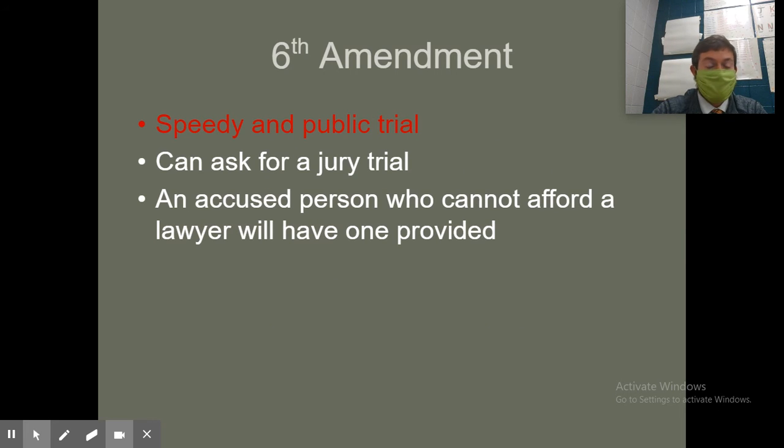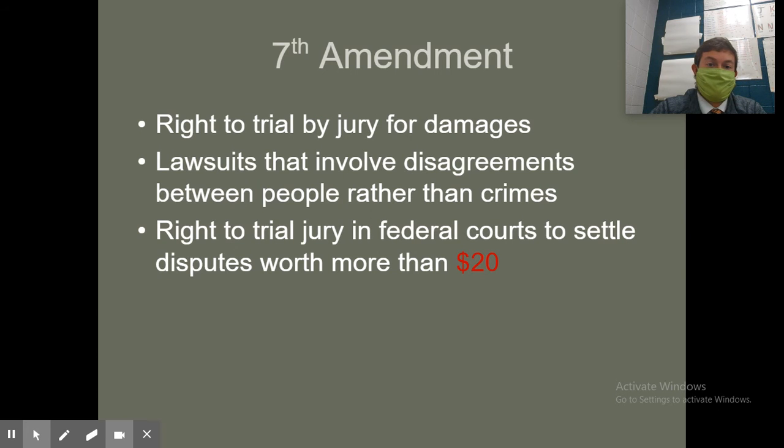Sixth Amendment, speedy and public trial. You can ask for a jury trial. An accused person who cannot afford a lawyer will have one provided. The Seventh Amendment is your right to trial by jury for damages. You can waive that right. These are lawsuits that involve disagreements between people rather than crimes, typically what we call civil. It gives the right to a jury trial in federal courts to settle disputes worth more than $20.